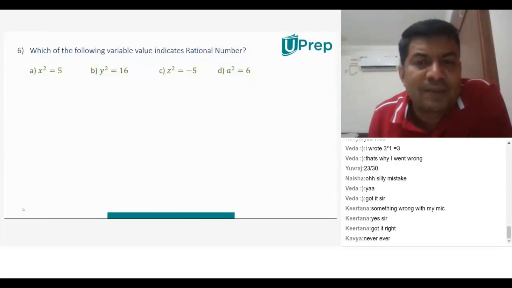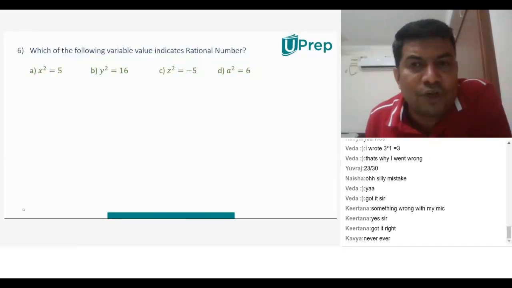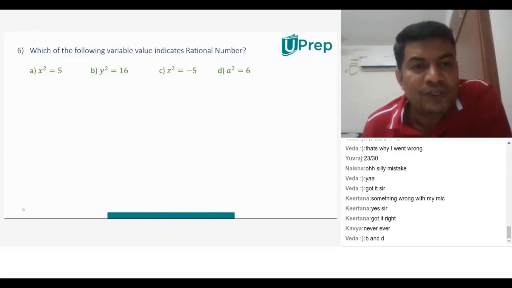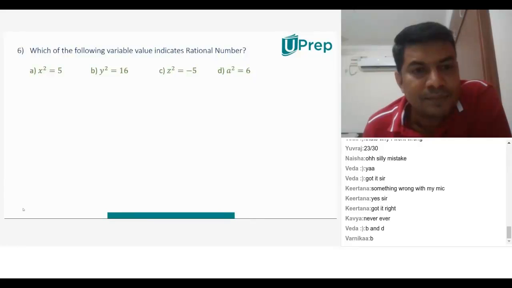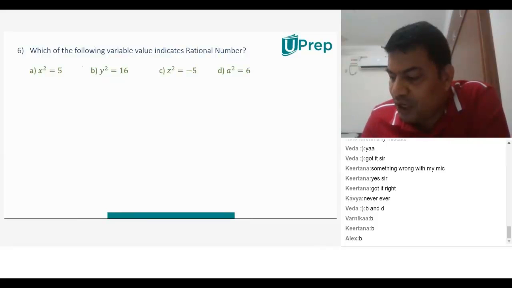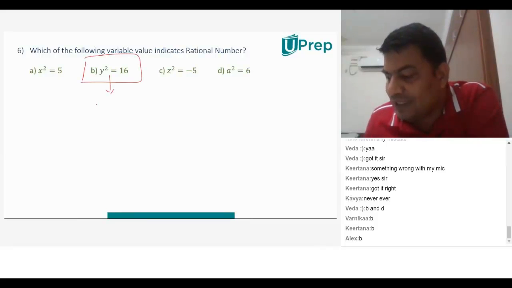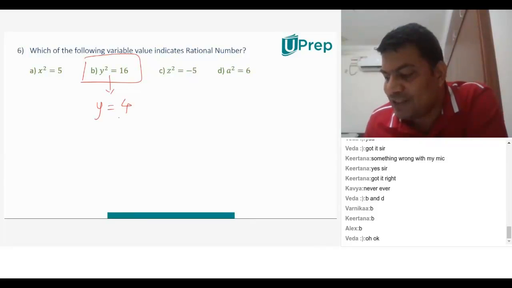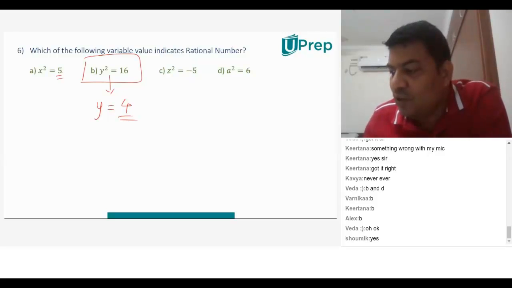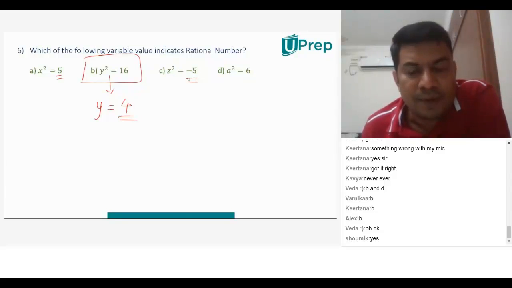Which of the following variables indicates a prime number? This is another question which most of you got wrong. Now I'm sure you will get it right. Come on, tell me the answer. We learned it today. Which one will give you a rational number? Sir, it's very obvious. It's easy now. Only B will give you a rational number because if y square is 16, y will be equal to 4. And is that a rational number? Yes, it's a rational number. Whereas this will be root of 5, it is irrational. Root of minus 5 is imaginary. Sir, at that time I didn't understand the question.